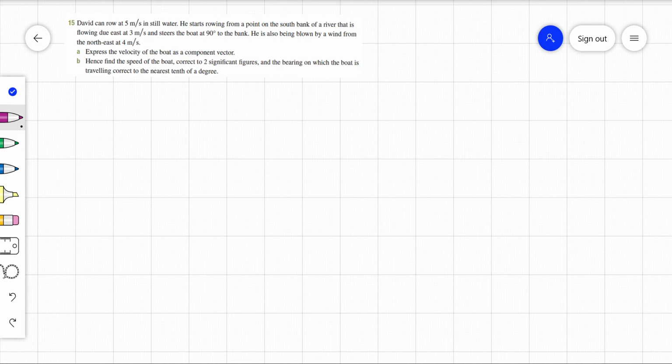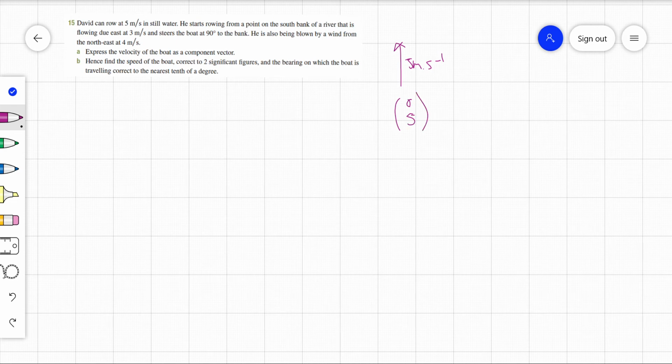Alright, so in this question, David can row 5 meters per second in still water, and it does say that he rows straight from the south bank at a 90-degree angle to the bank. So he's rowing this way at 5 meters per second. And if we think of that in terms of a vector, we could write it this way, across 0 and up 5, for example.